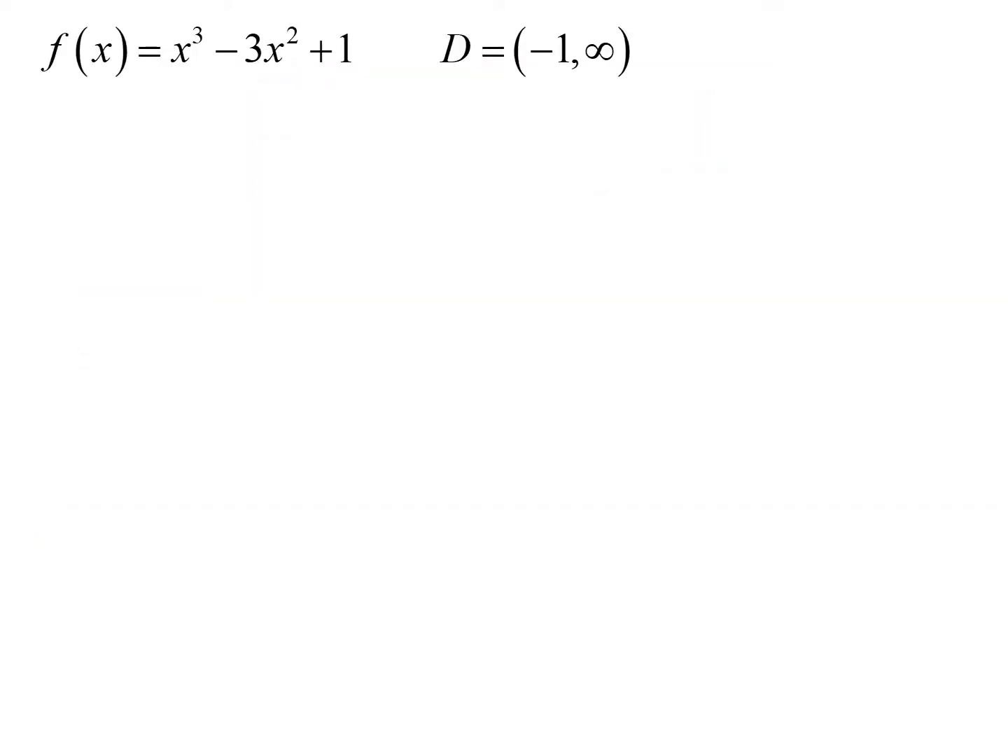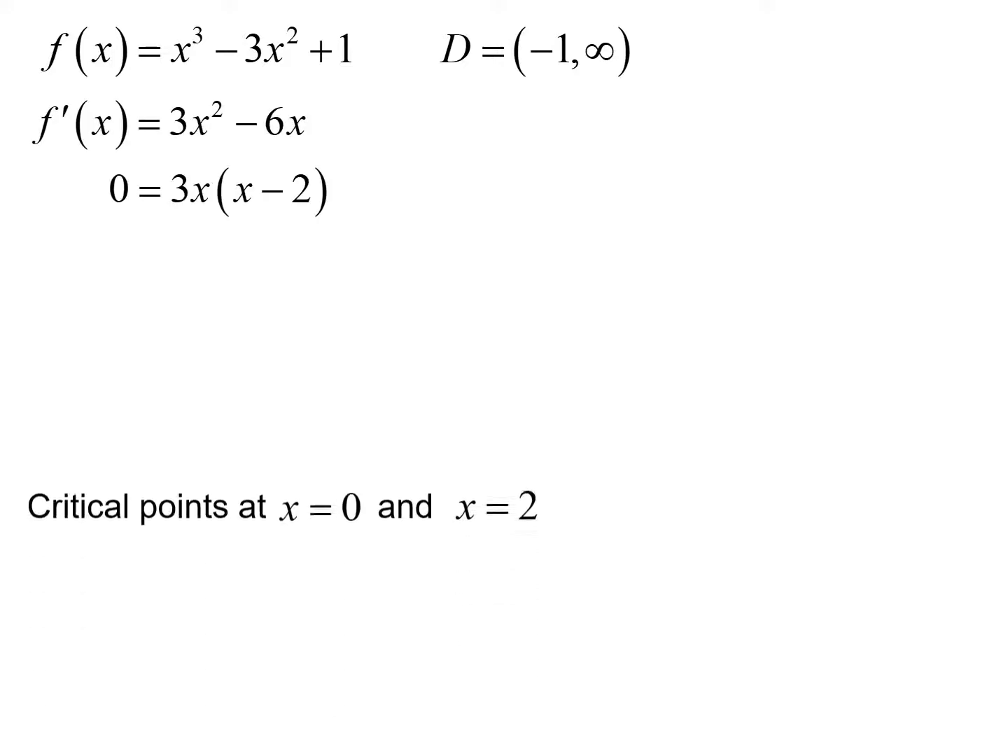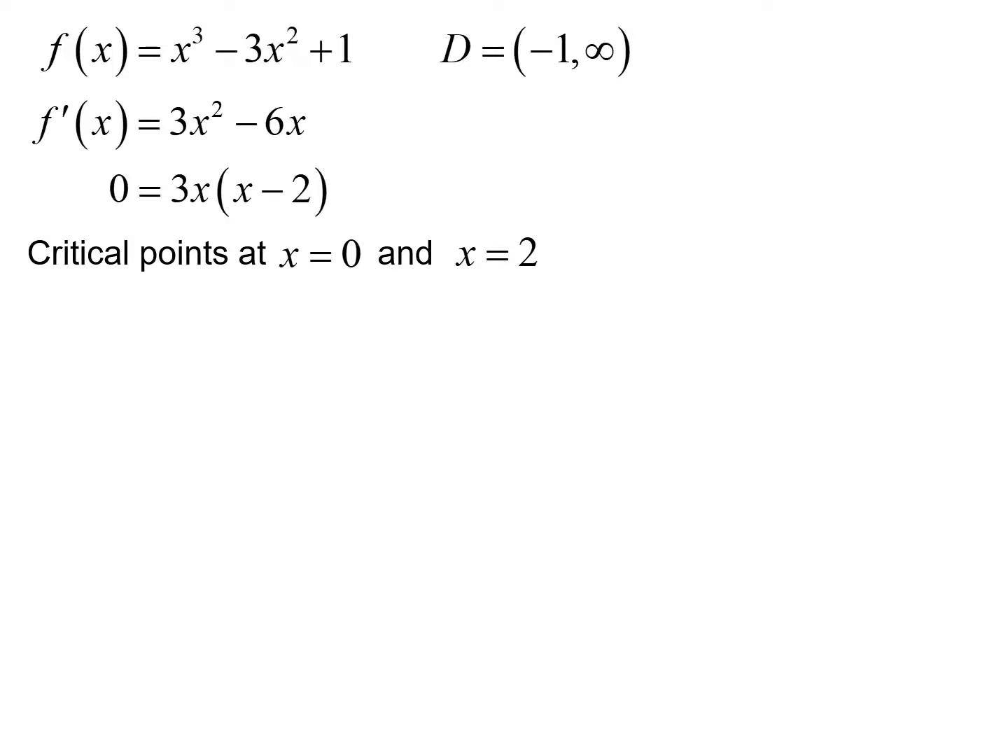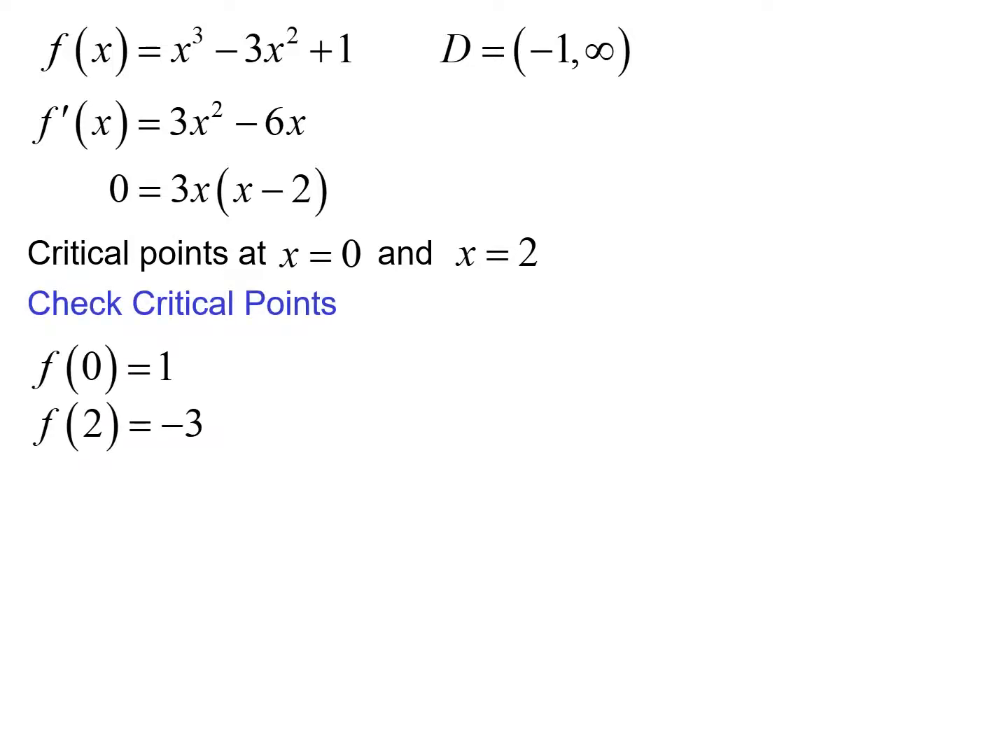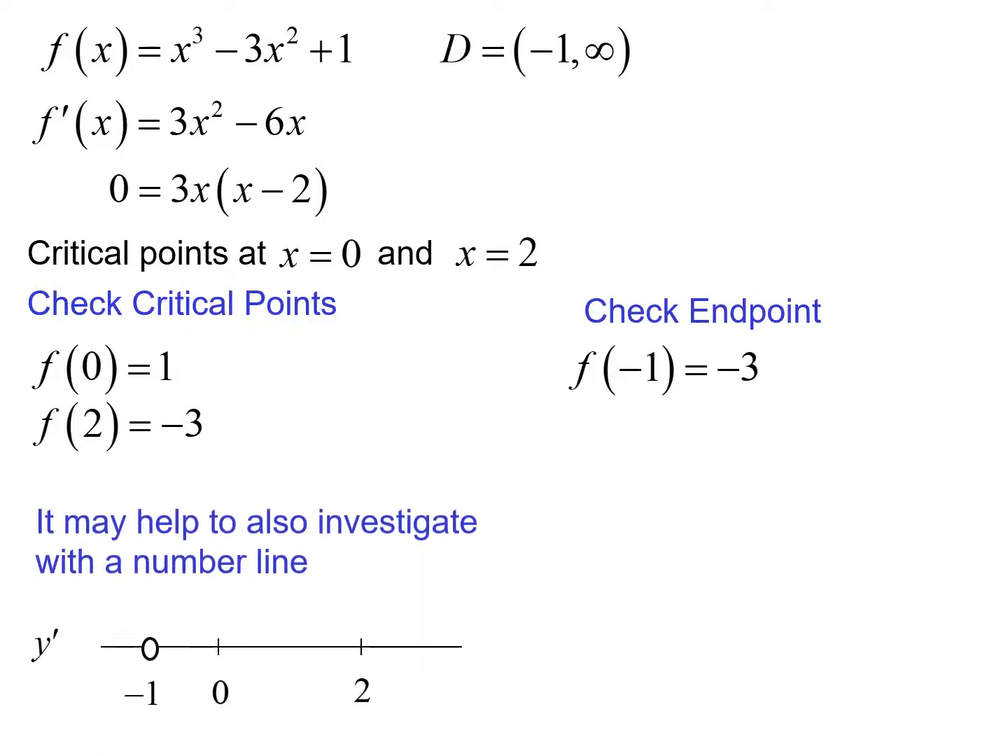Here we have a function over an open interval from -1 to infinity. So let's take the derivative, factor, and set it equal to 0. So we identify our critical points. We can plug those back into the original function. We should also check our one endpoint. Even though it's not included, it's a good idea to know what the value is, which is -3.